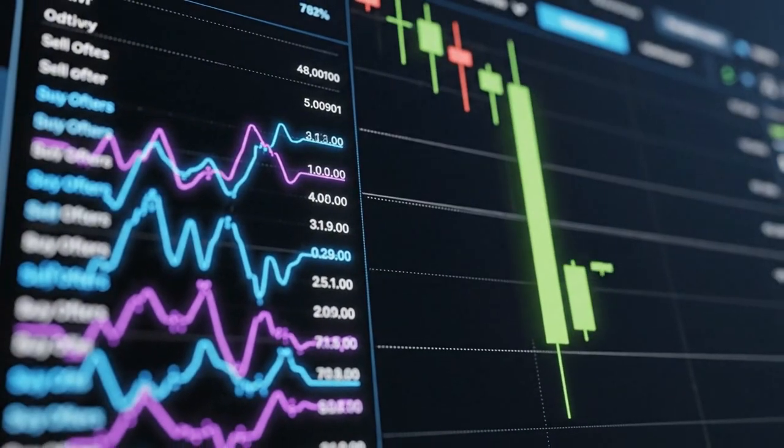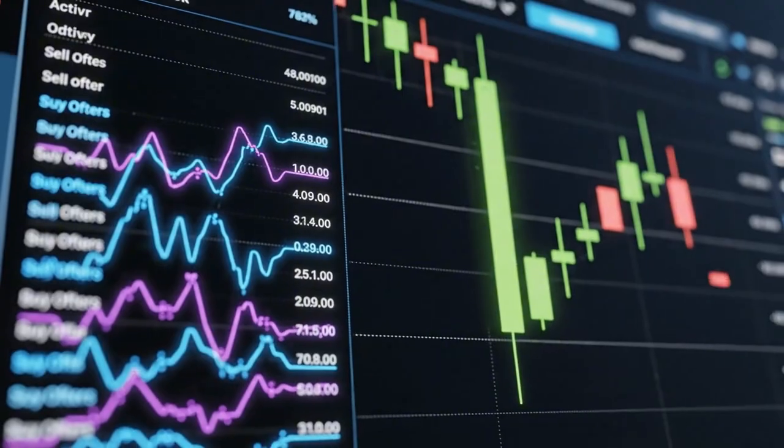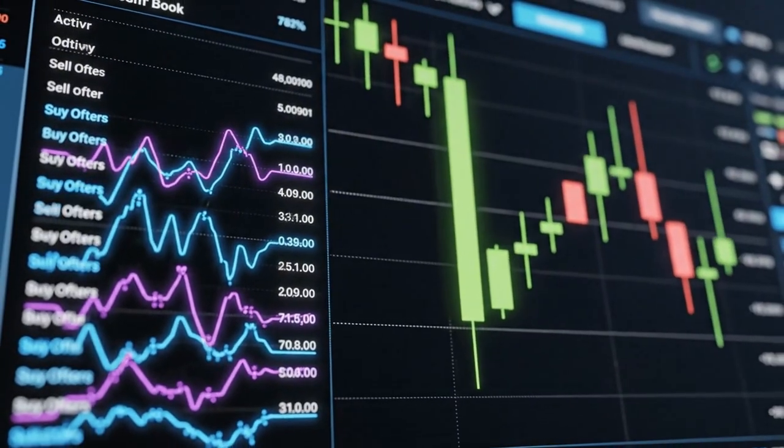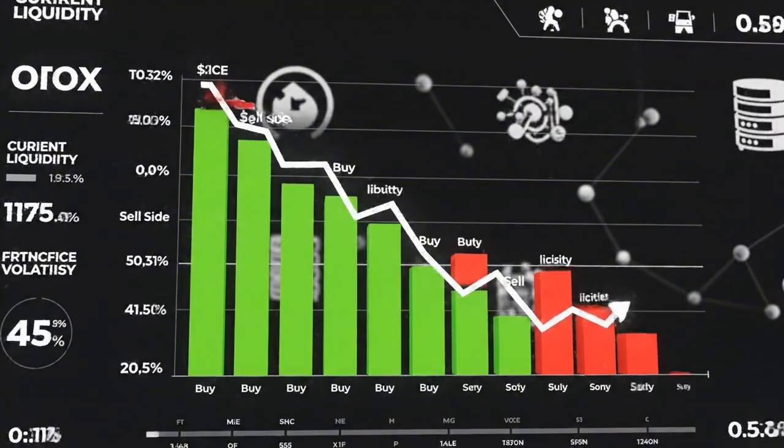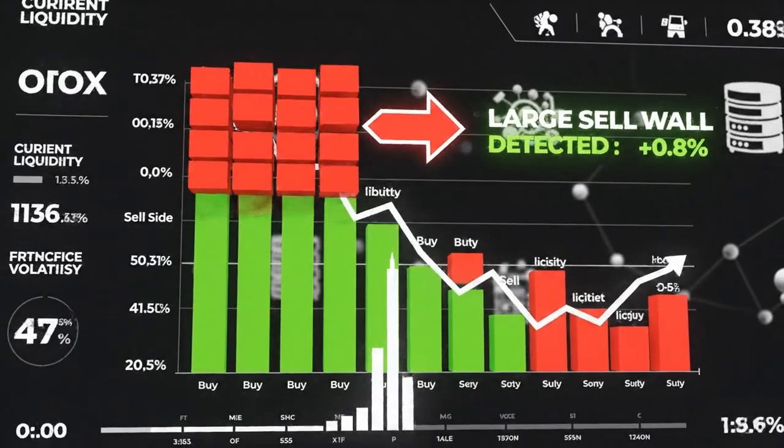Then comes the reveal that makes spoofing a cheat code. The sell wall disappears. Cancelled, vanished. It was never meant to trade. It was a mirage, phantom supply.